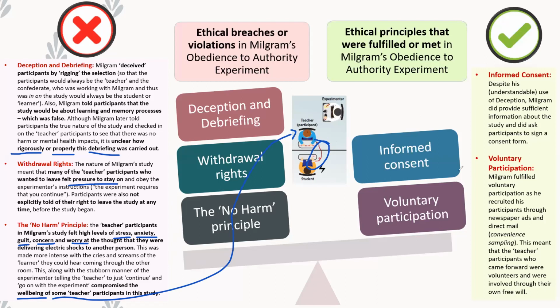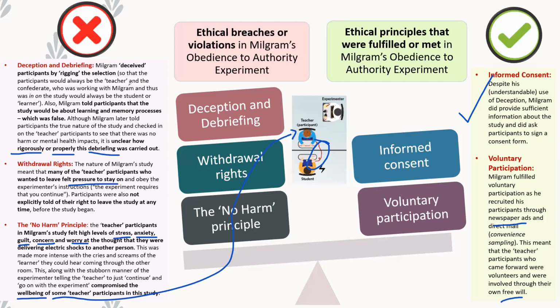The two things that were met are similar to Zimbardo's experiment. Informed consent was met. He did give them informed consent procedures and ask them to sign the form. Voluntary participation was also met because Milgram recruited his teacher participants through newspaper ads, and he also sent letters out to people's mailboxes. That's convenient sampling, because the teacher participants who eventually came forward were participating through their own free choice and free will.